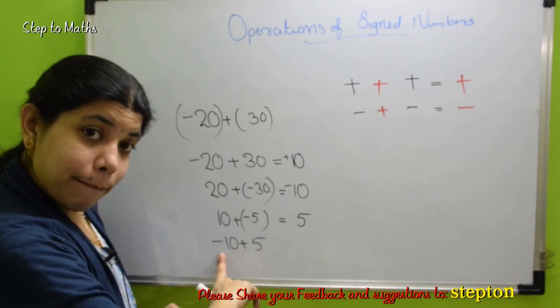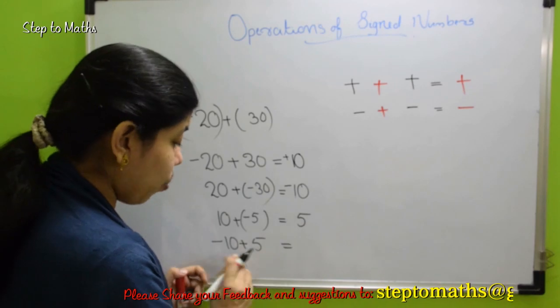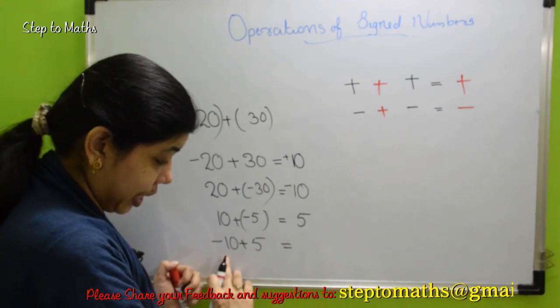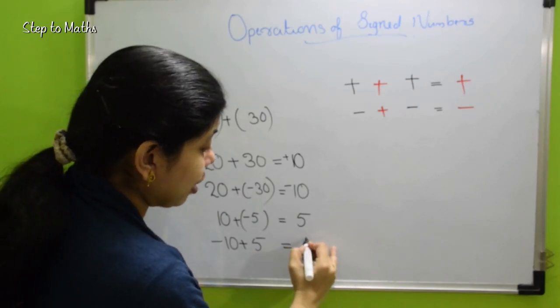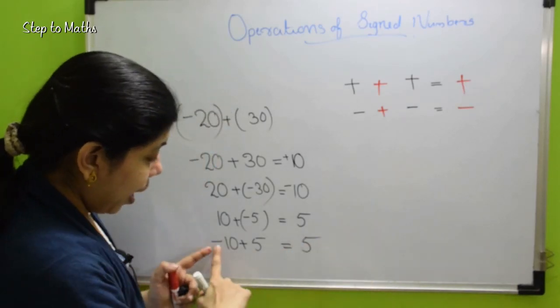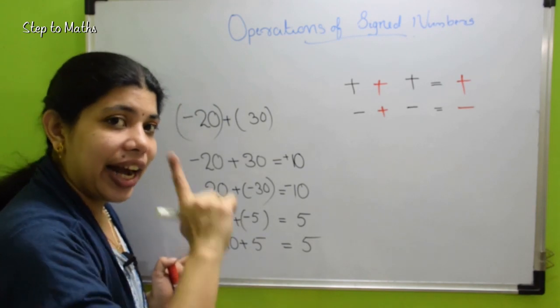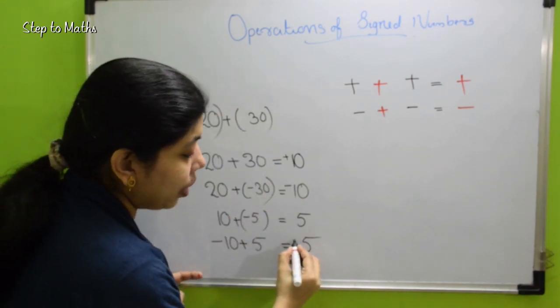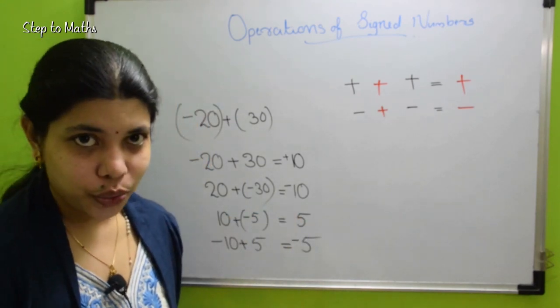Now consider minus 10 plus 5. Here 10 is negative and 5 is positive. So one is a positive number and one is a negative number. So first find the difference between them. 10 minus 5 is 5. Here the sign of the larger number is negative. So the sign of the sum is also negative.